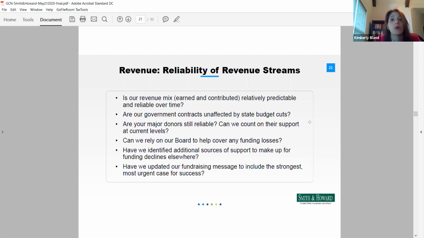Major donors, are they reliable? Do you have a lot of major donors, or do you have a lot more contributions that come in smaller in nature from a large number of donors? Is their support going to continue at the current levels? Board members, what can the board do to help? Any funding, any losses, any additional resources? And make sure the fundraising message, your strongest and most urgent case for success, is important, that you're changing your message for the pandemic.